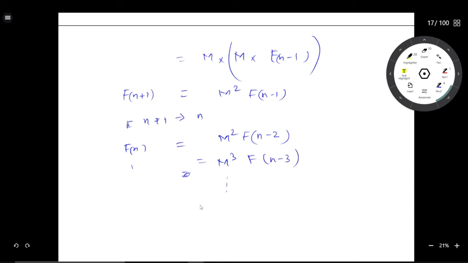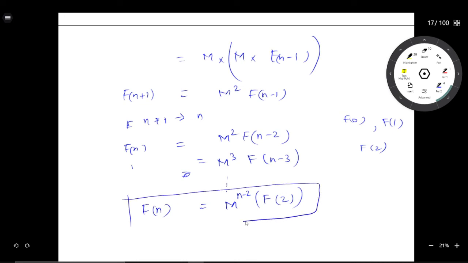In the whole we will get that we know f of 0 and f of 1 initially, and we will find f of 2, and that will be equal to f of 2. f of 2 is equal to m raised to n minus 2 into f of 2 is equal to f of n. So this will be our whole formula.